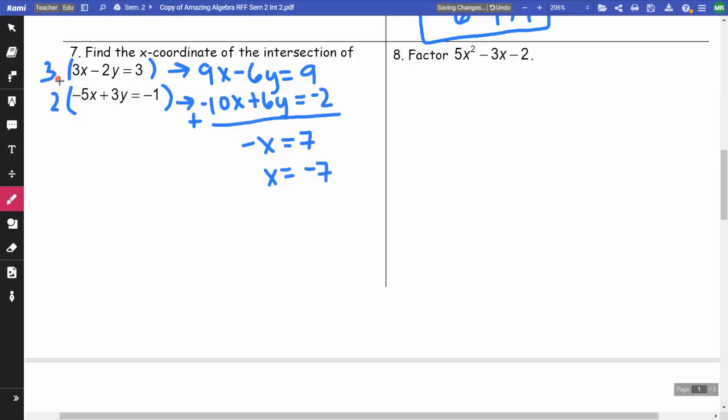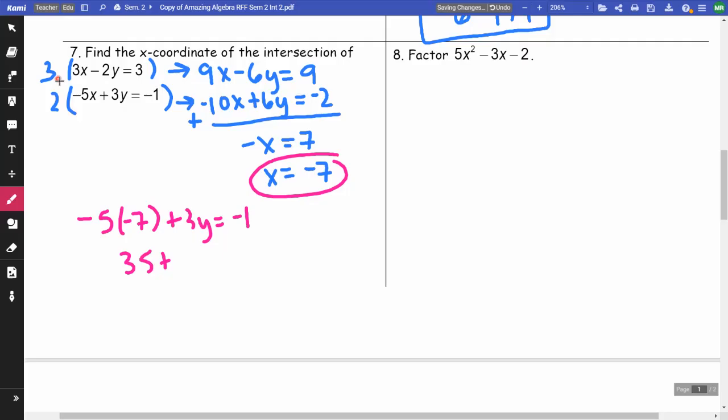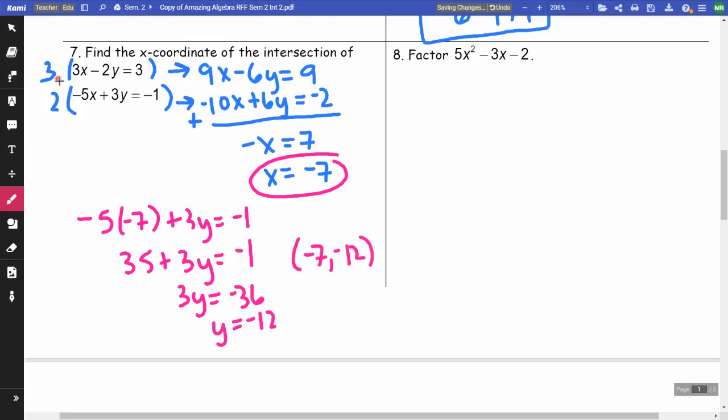Now, that's what they wanted, but if they had asked you to solve the system, I then would have taken this and substituted it into one of the equations. So let's say I do it into the second one. Negative 5 times negative 7 plus 3y equals negative 1. I would have gotten 35 plus 3y is equal to negative 1. So I get 3y is equal to negative 36. So y is equal to negative 12. So again, they wanted the x coordinate, which is negative 7. But if they had asked you to solve the system, it would have been negative 7, negative 12.